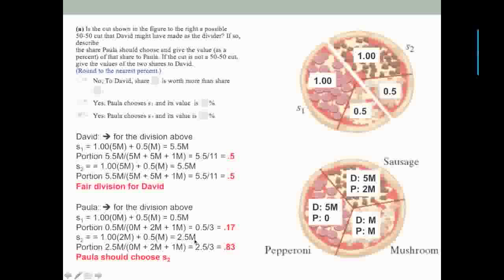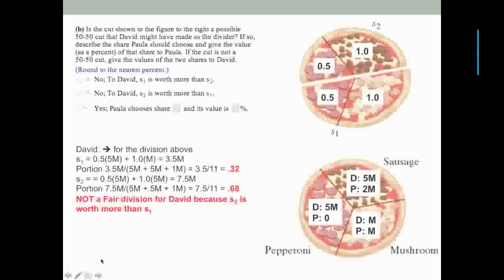That's 2.5m divided by the total valuation of 3 for the entire pizza pie that she placed on that pizza. 2.5 divided by 3 is 0.83, which translates to 83%. Obviously, that's much larger than 17%, so Paula would choose S2, and we would select C. Paula chooses S2, and its value is 83%. Let's move on to question B.